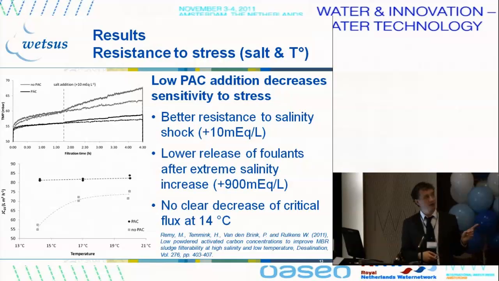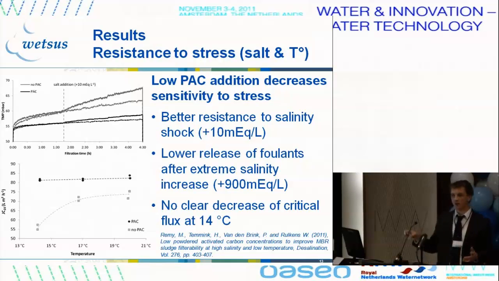Then we did some tests because we know that in a membrane bioreactor, when you have a salt peak or at one moment a low temperature, then you can have a high increase in fouling at once. We wanted to see if these stronger flocs are also stronger in case of low temperature or high salt concentration. So we wanted to see if it also makes your reactor more robust for operation.